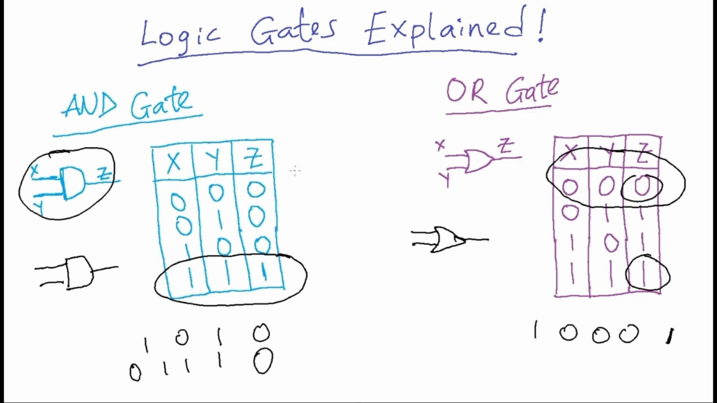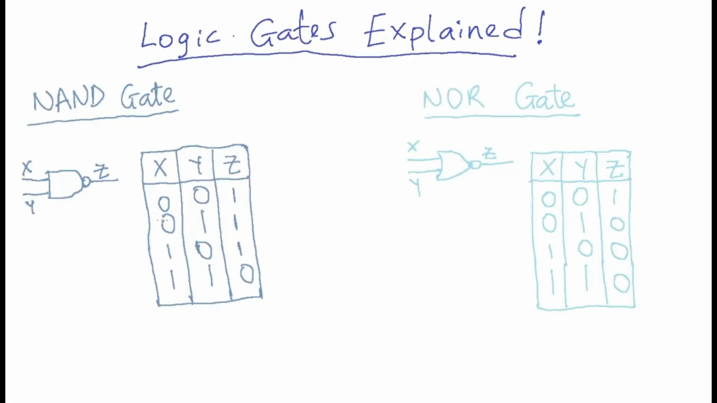Now let's look at our next pair of logic gates. The next pair of logic gates are our NAND gates and then our NOR gates. And these gates are famously called the universal gates because you can get any of the other gates using a combination of these two gates.